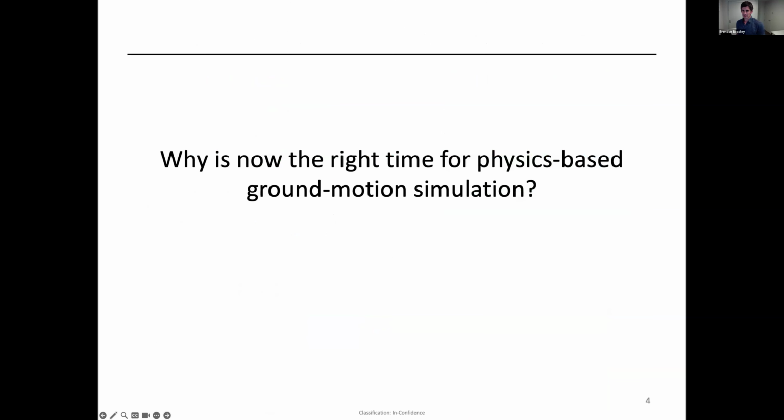So then I guess the question is, faced with this proposition from me to you as the audience, that we should do these ground motion simulations more, the obvious question would be, well, why is now the right time for us to make that transition? These methods for doing ground motion simulation have to some extent existed for something on the order of about 30 years. And so why is now the right time?